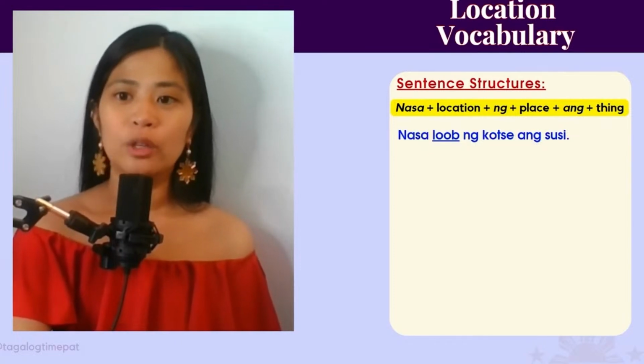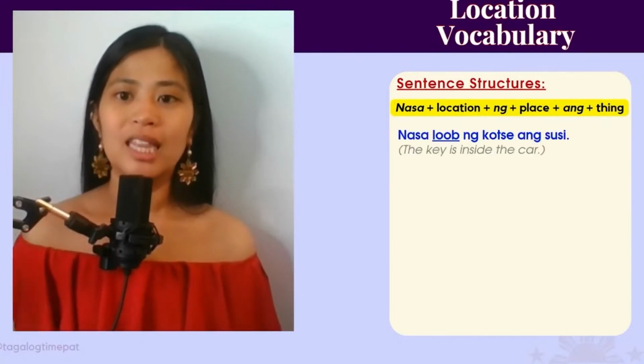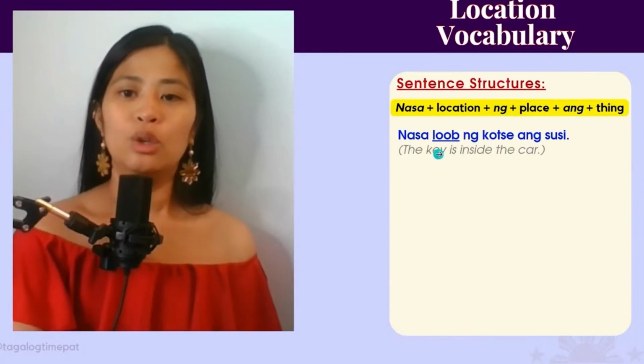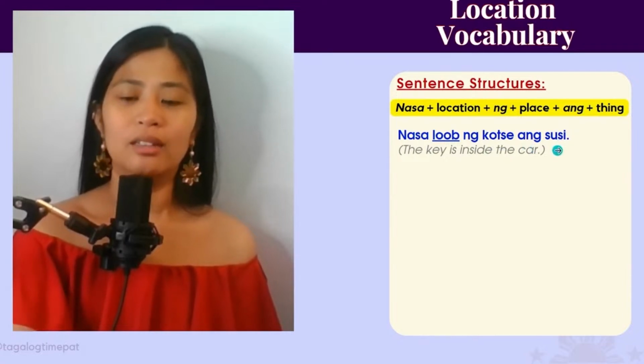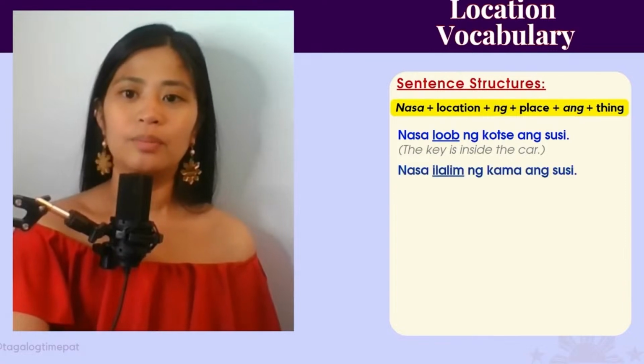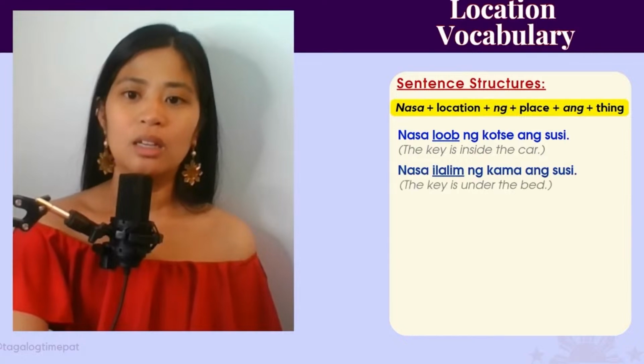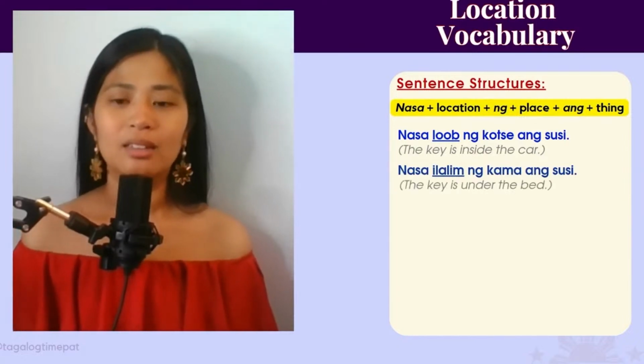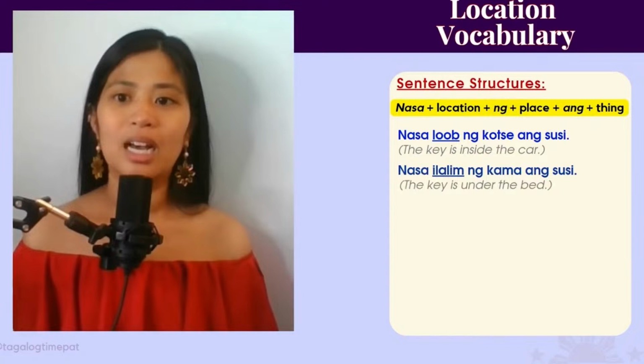Nasa loob ng kotse ang susi. The key is inside the car. Nasa, loob is the location. There's ng. Kotse is a place or thing. Ang, and then susi is the thing. Okay? Nasa loob ng kotse ang susi. Or nasa ilalim ng kama ang susi. The key is under the bed. Nasa ilalim ng kama ang susi.